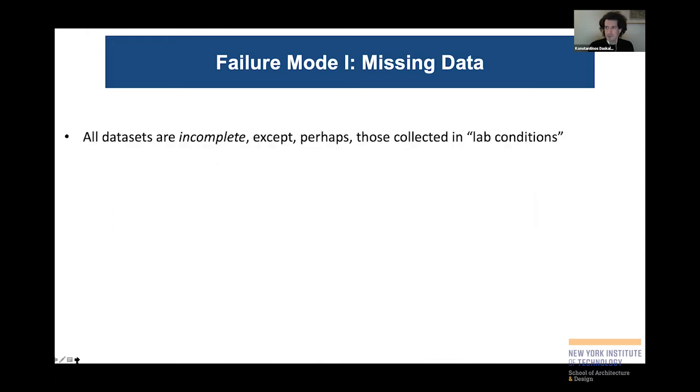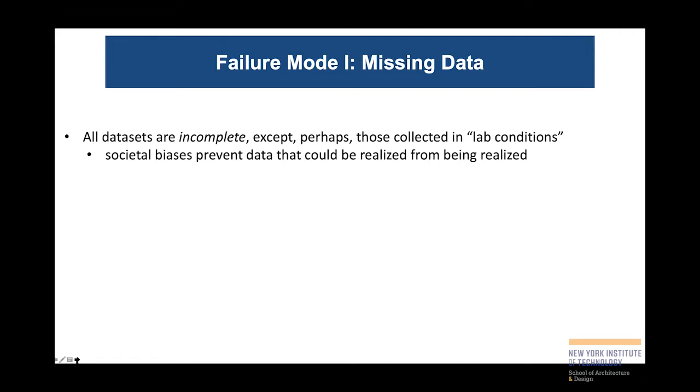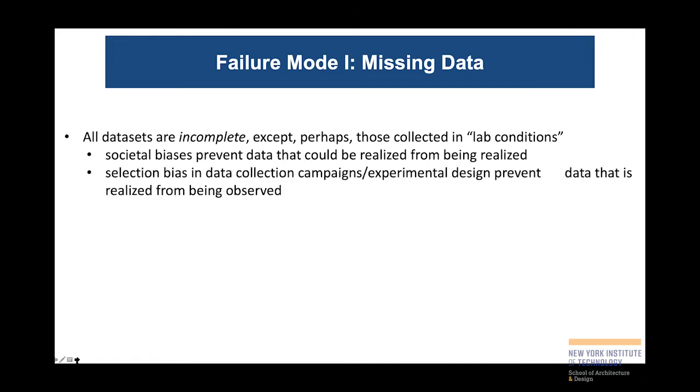And there are many reasons why your data is going to be incomplete. Complete data you will only find, perhaps, if you collect it under lab conditions. But if you collect data from the real world, there are going to be a lot of reasons why it's going to be incomplete. Here are some reasons. First of all, society is biased. And because society is biased, it prevents some data that could have been realized from being realized.